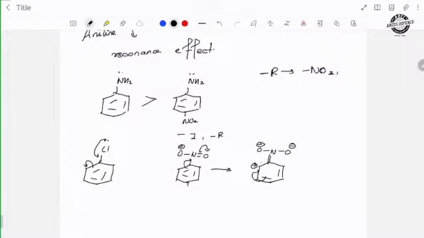Halide shows minus I and plus R effect. Because halide, it is donating its electron to the benzene ring, but it is showing minus I effect.